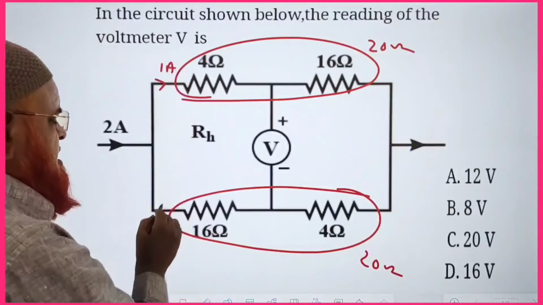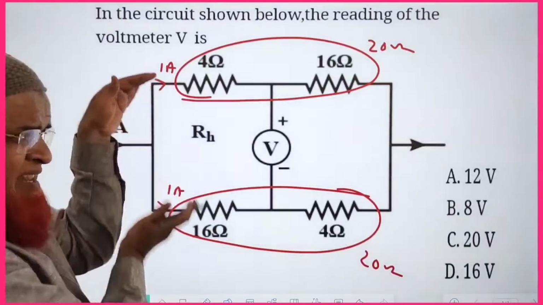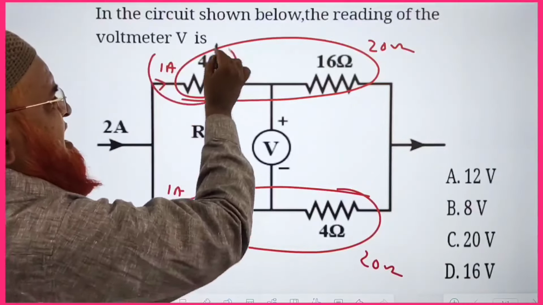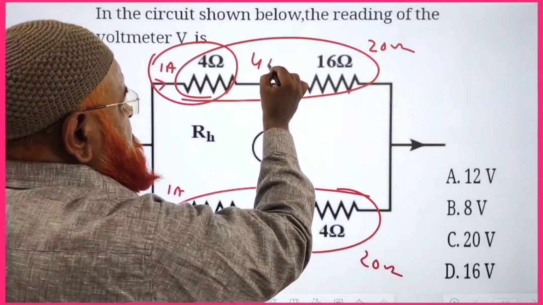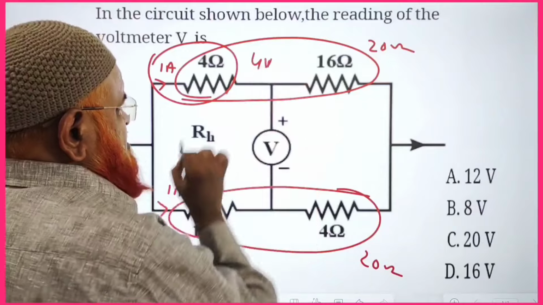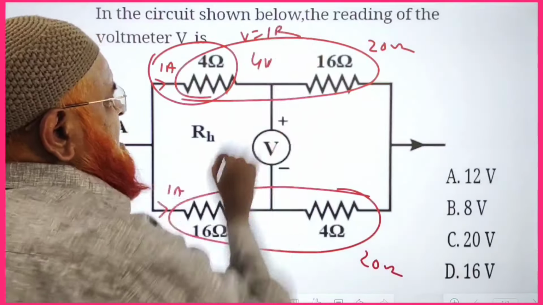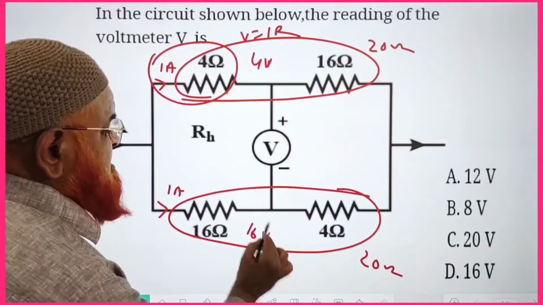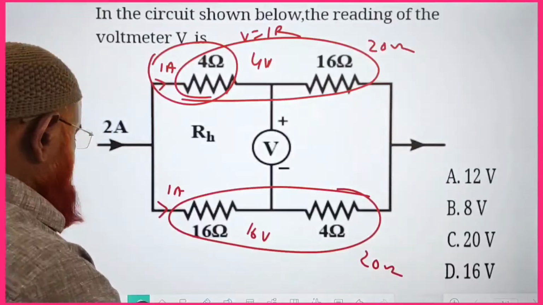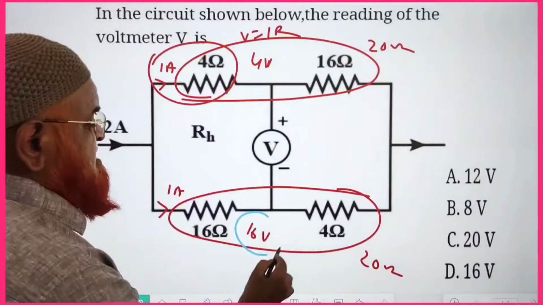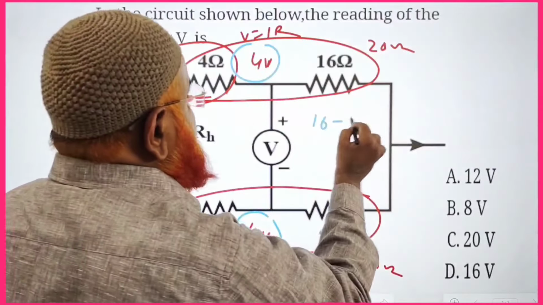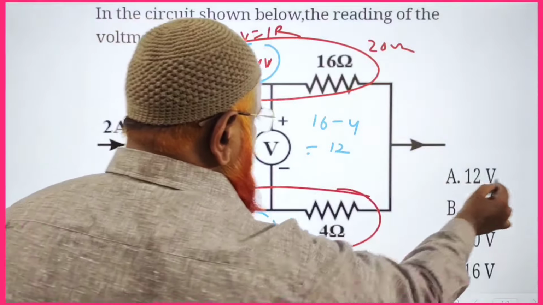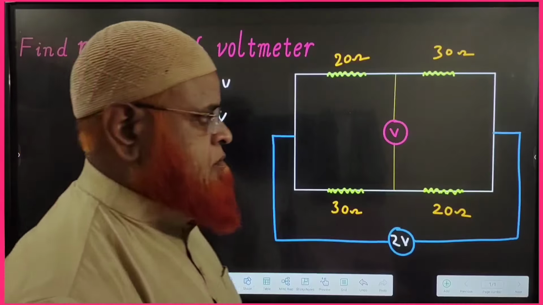That means 1 ampere gets divided equally because resistances are same. Here also 1 ampere, here also 1 ampere. 2 amperes gets divided here. Then it's very simple. This 1 ampere and 4 ohms is going to become 4 volts, because V is equal to IR according to Ohm's law. This is 4 volts, this is 16 into 1, 16 volts. You need to find out the difference of these two. 16 minus 4 gives you the answer. That is 12 volts is going to be your answer.